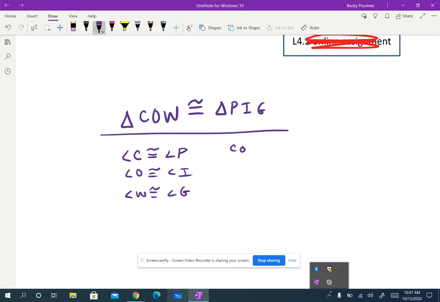What's congruent to CO? Hopefully you're thinking PI. OW. What's congruent to OW? IG. Now here's the last one, the tricky one. CW is congruent to PG. All right, so again, what is this called? This is called a blank statement. What kind of statement? Congruency statement. It's proving the triangles are congruent. Order matters. Tells you 6 things.